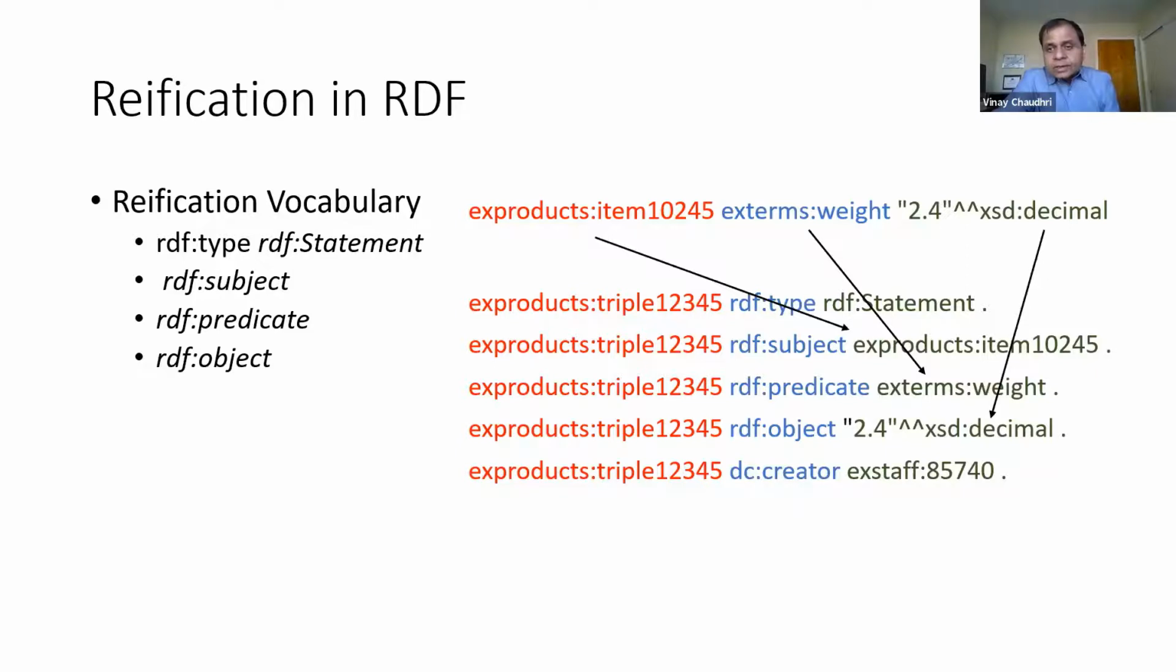Now, once we have an object available that represents the original triple, we can associate any number of new properties using additional predicates with that object. So in this case, we've introduced a new predicate DC:creator, and using that, we are saying that this object was created by EXStaff85740, which is the person who actually took this measurement.